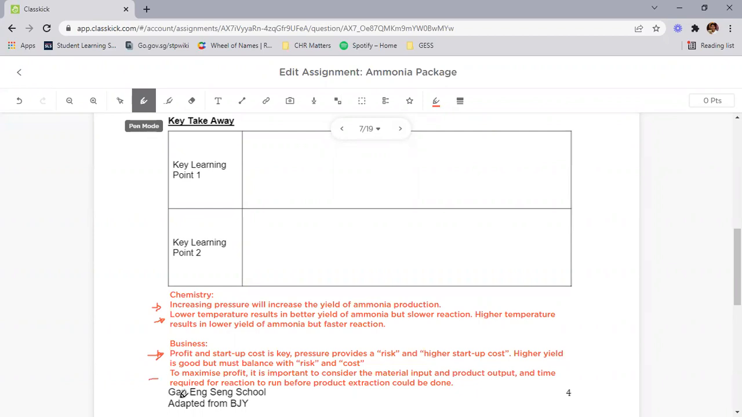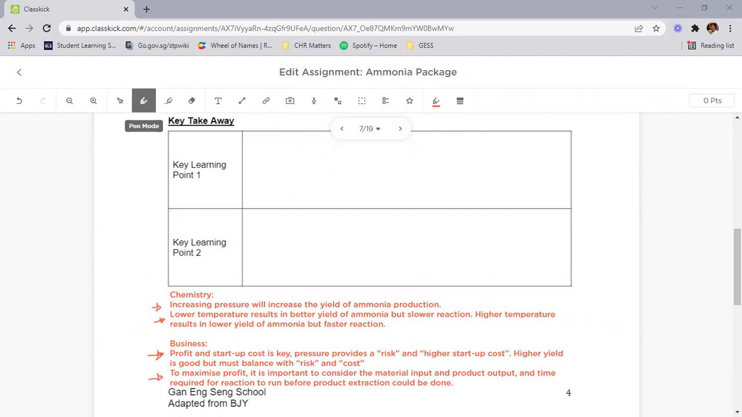To maximize profit, the plant will consider the material input and the product output. If my yield is low, that means I pump in a lot of material but only get a bit of ammonia out of it, so there will be quite a bit of waste material. They need to consider how to balance the two factors. So for the Haber process, the complexity is that it's not just about chemistry itself. It's also about practicality when they're running the whole plant, the whole production. So that's the summary of your ammonia package.